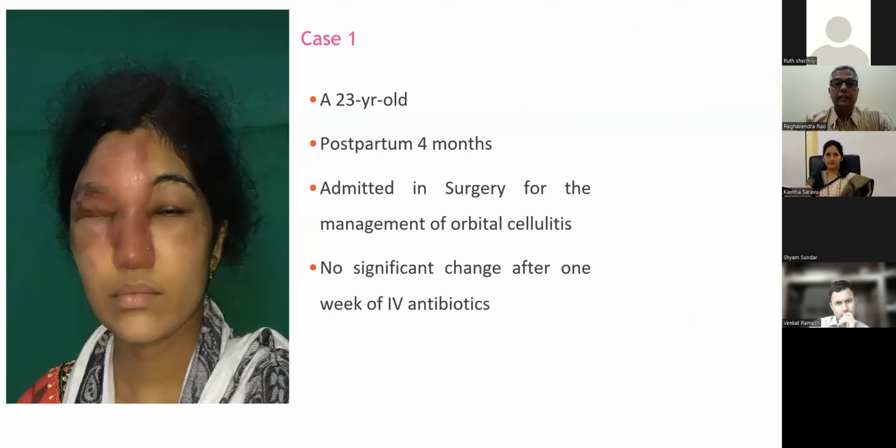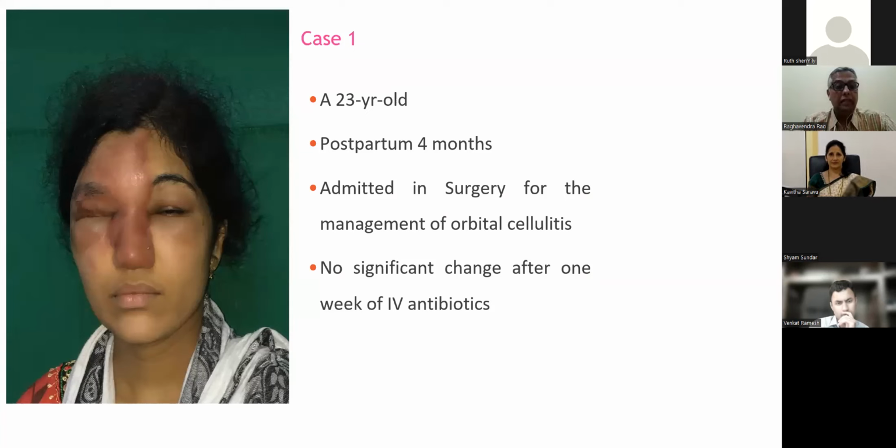Now, coming to the most important agenda of today's talk, I'll be telling you some of the interesting cases that we came across over the years. So this case was admitted in surgery ward for the treatment of orbital cellulitis. She was a 23-year-old female, postpartum 4 months, admitted in surgery for the management of orbital cellulitis.